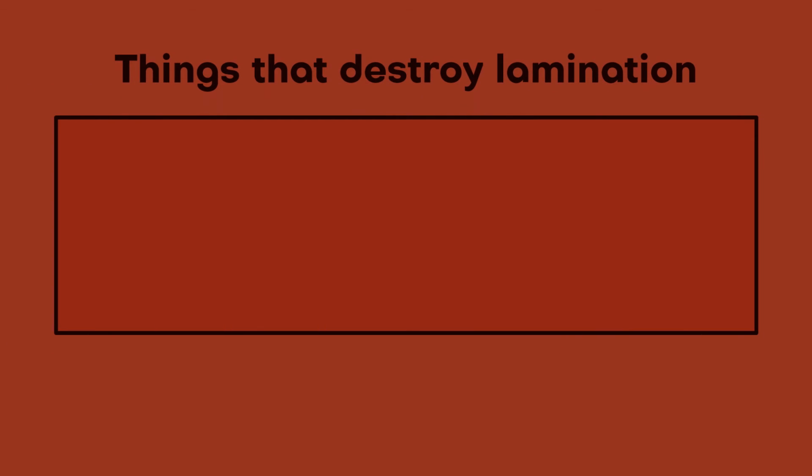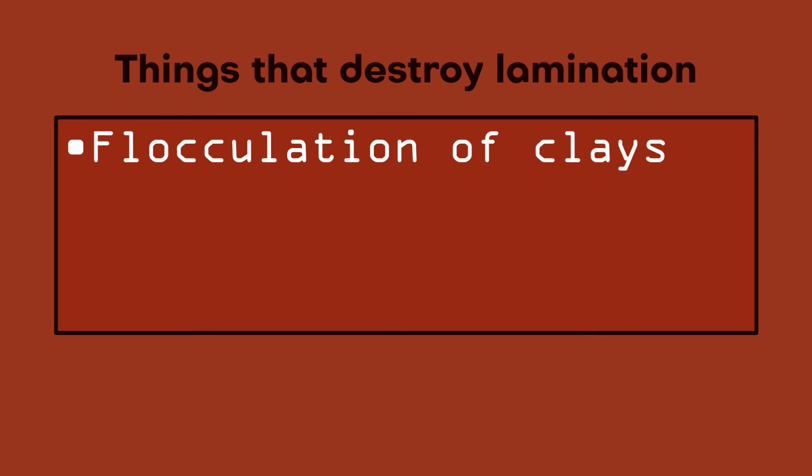Since lamination is a thin layer, there are things that can destroy lamination. First is the flocculation of clays. Flocculation is a process in which clay and other soil particles adhere to form larger groupings or aggregates, thereby coarsening the soil texture and making heavier soil easier to cultivate.